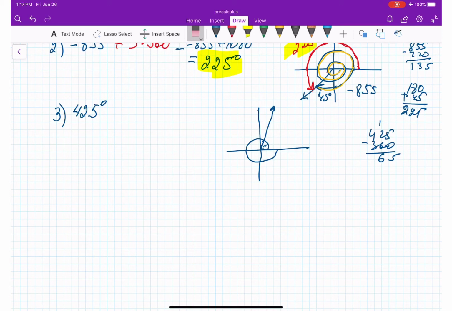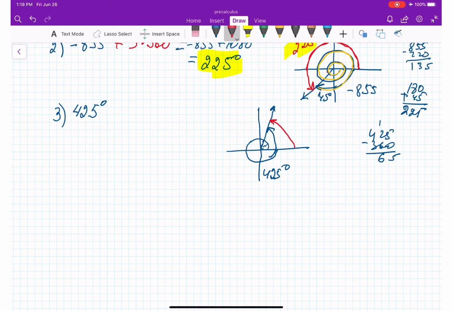Okay. So this is 425 degrees. All right. So this is a positive angle, and we need to find the positive coterminal angle. So how are we going to do that? Which one is going to be the positive coterminal? It can be this one, right?